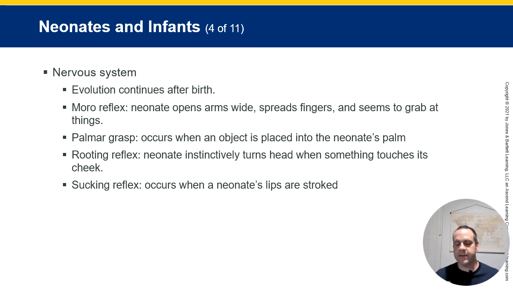Then there's the palmar grasp reflex. If you place something in their palm, they're going to instinctively grab it, and it's incredibly strong for their size. Then we have the rooting reflex, and that's going to help them find a breast or a bottle when something touches their cheek. The sucking reflex kicks in when their lips are stroked. It's like a built-in feeding response. These reflexes are all helpful not just in development but also in your assessment. If they're absent or diminished, that can indicate a neurological issue or delayed overall development.